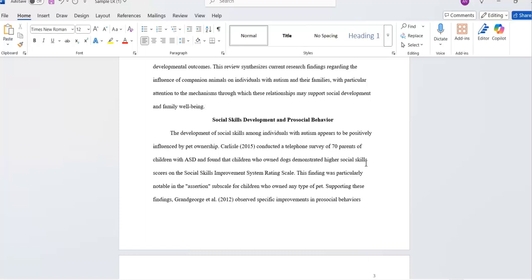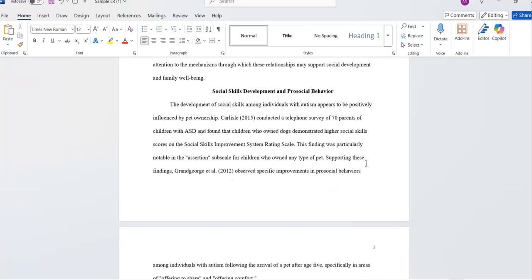This finding was particularly notable in the assertion subscale for children who own any type of pet. Okay, so that's the first study you talked about. Next, you're going to include the next one that discussed this category.